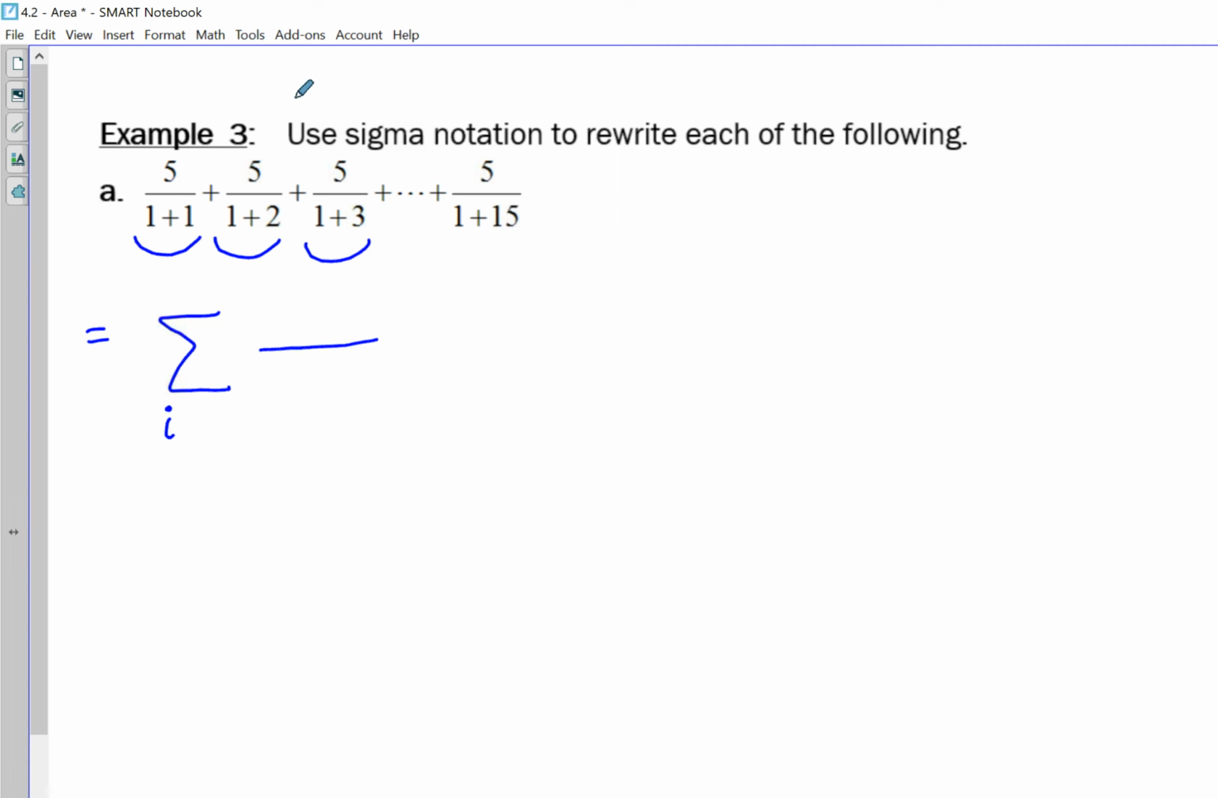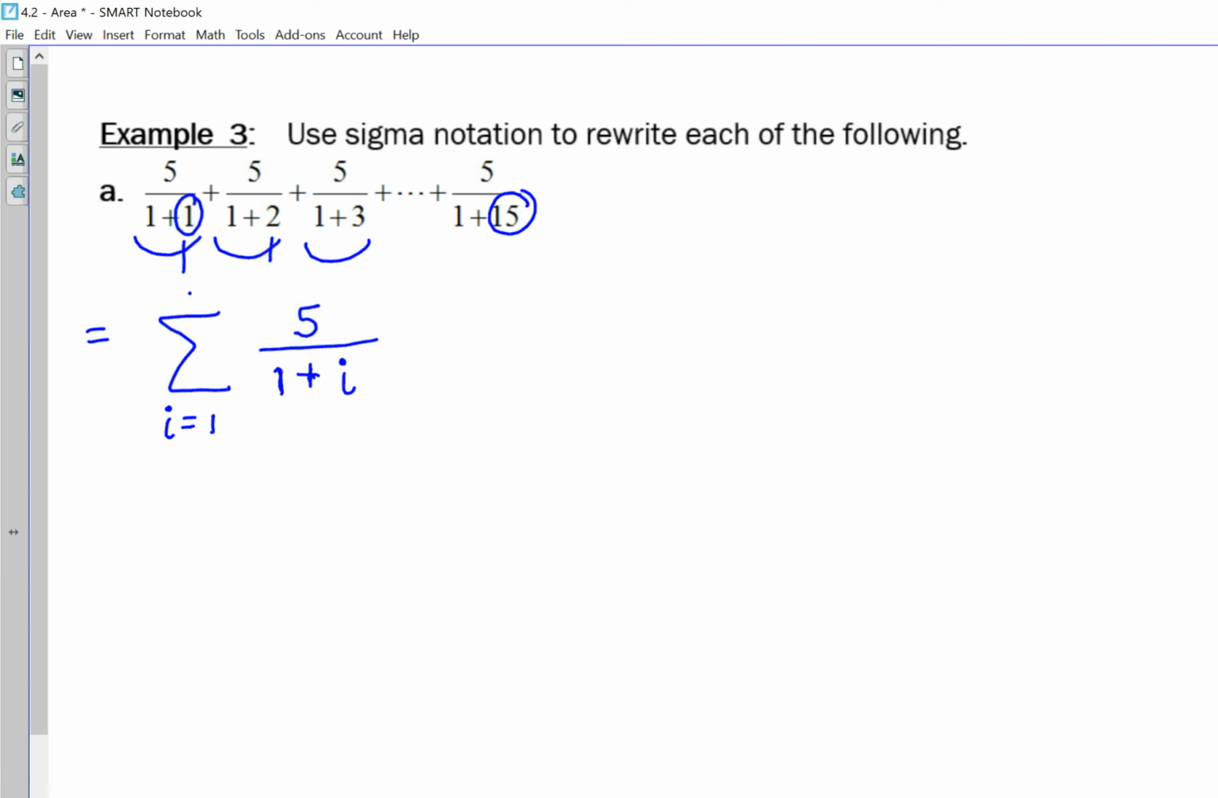The denominator appears to be the sum of two things, and more specifically, it's the sum of 1 plus something that's changing from a 1 to a 2 to a 3, which is a perfect example of using the letter i for the thing that's changing. And since we see that i can start with this 1, we'll use that as our lower index. And we can finish up with our upper index of 15. And then we've got our summation expression that's needed for this problem.